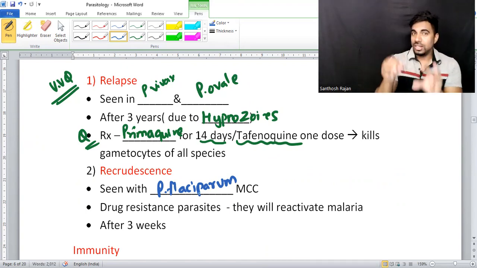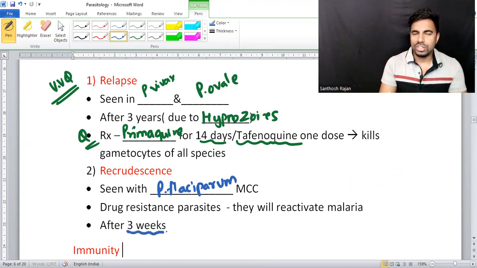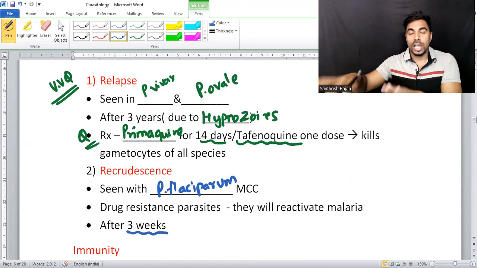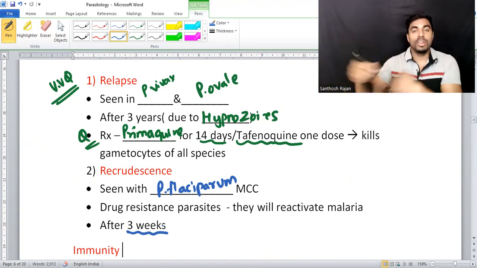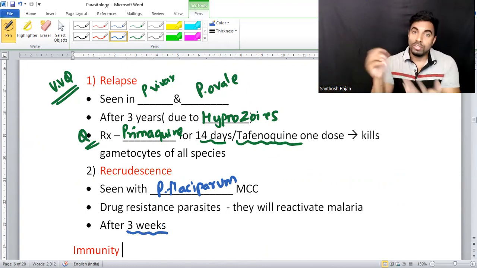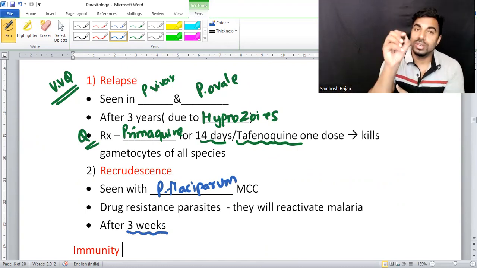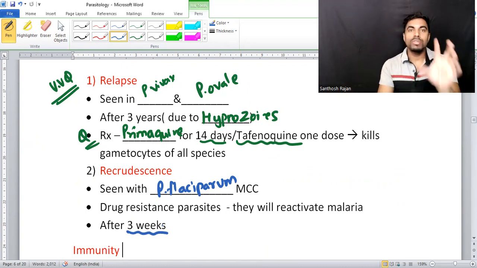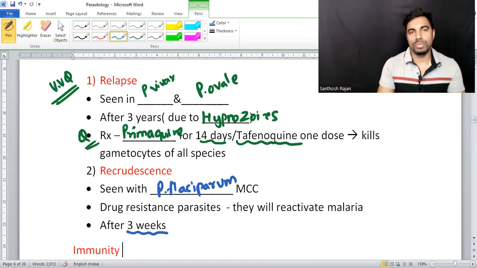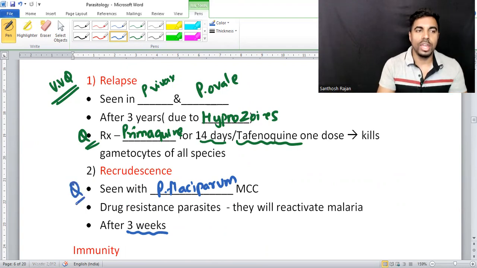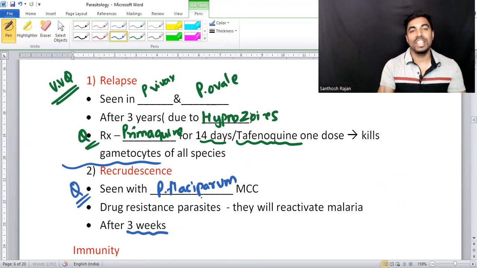So the plasmodium which is hiding, just after treatment, for some time it will be fine. Again, after 3 weeks, the patient will have fever and sweating symptoms. Why, even after treatment? Because the drug was resistant. It was not working. So some of them remain there. This Plasmodium falciparum is very cunning. It just gets activated and forms again. That's recrudescence, the dangerous one. Okay, you got it. Relapses are in vivax and ovale, but recrudescence is in falciparum.